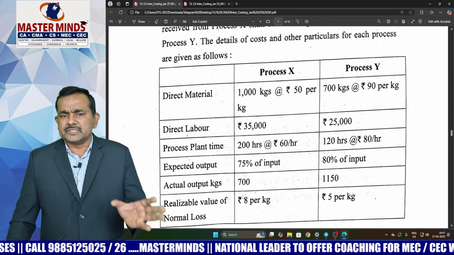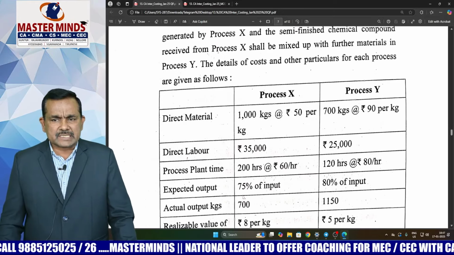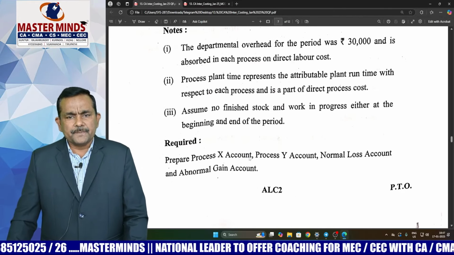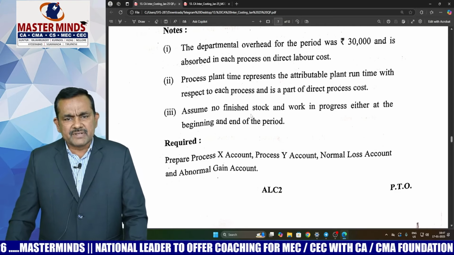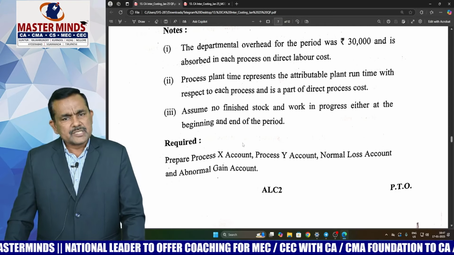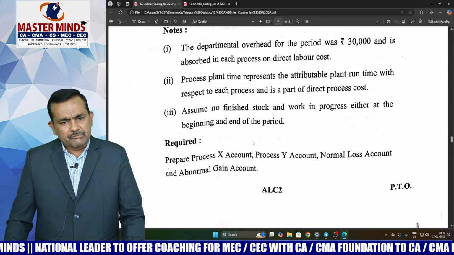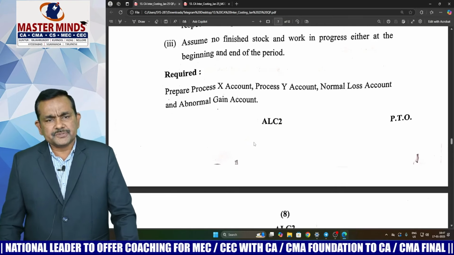So here all units are fully completed. So process X account, process Y account. Here it is clearly mentioned that beginning or ending work in progress levels or stock levels are nil, sir. So that is the model 1 question, sir. So simple question.